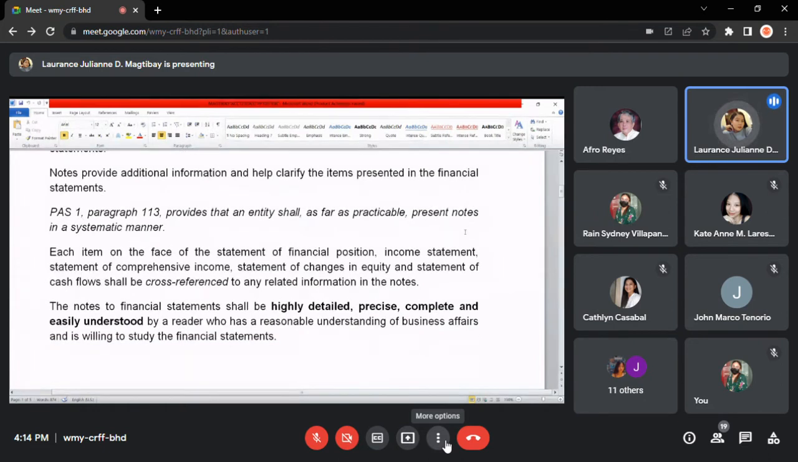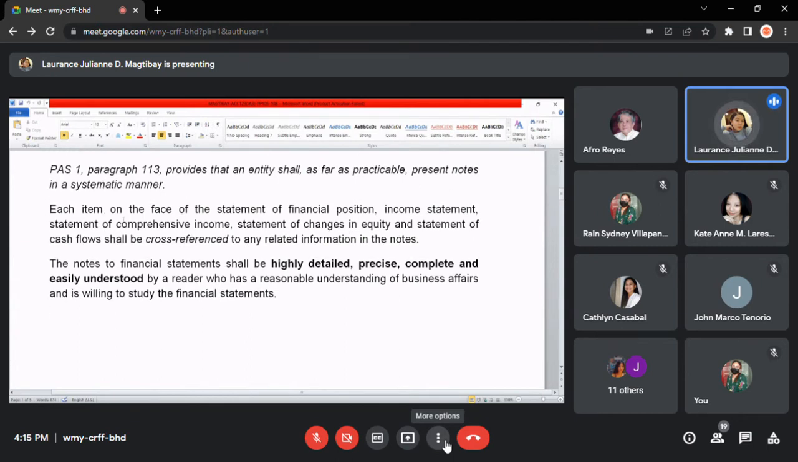PAS 1, paragraph 113 provides that an entity shall, as far as practicable, present notes in a systematic manner. Pag sinabi nating systematic manner, is organized and structured. Each item on the face of the statement of financial position, income statement, statement of comprehensive income, statement of changes in equity, and statement of cash flows should be cross-referenced to any related information in the notes.